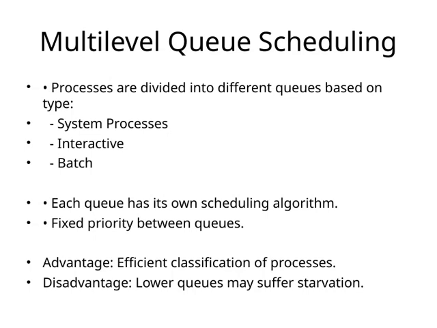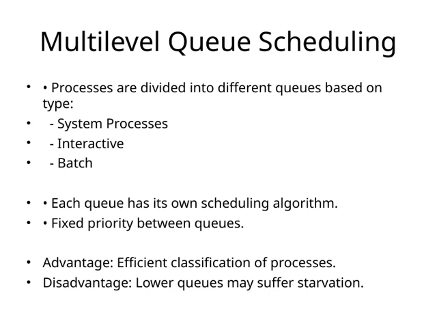Let's take a closer look at multi-level queue scheduling. In this approach, processes are divided into different queues based on their type. For example, we have system processes, which are critical to the operating system, interactive processes that require user interaction, and batch processes that run in the background without user intervention. Each of these queues has its own specific scheduling algorithm tailored to the nature of the processes it contains. This way, we can optimize the way each type of process is handled.